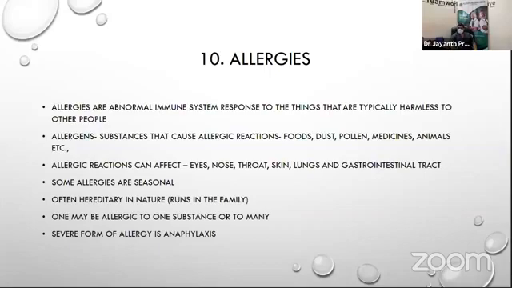In some people, the allergies are seasonal. They occur only during a particular season, and some people are allergic to more than one substance. It is also seen that when one person has allergies, other family members are also more likely to have allergies, because usually this runs in the family. And there is a severe form of allergy called anaphylaxis. We'll discuss this.